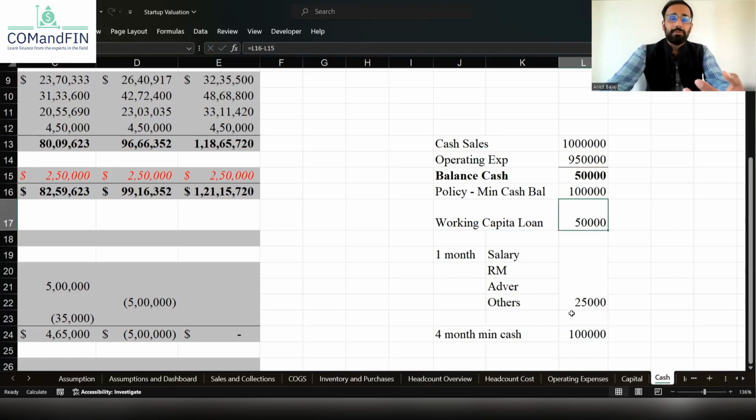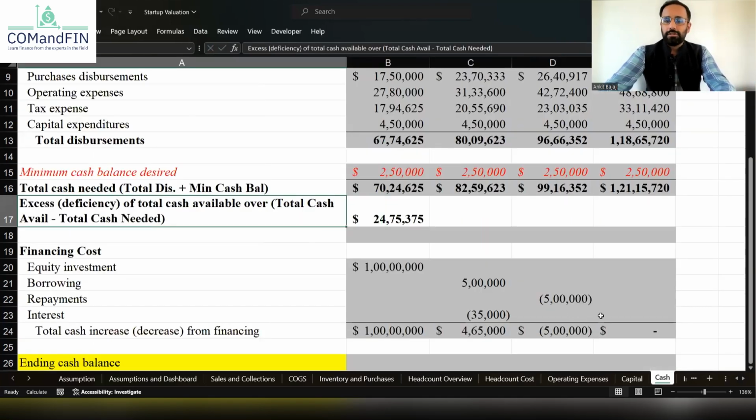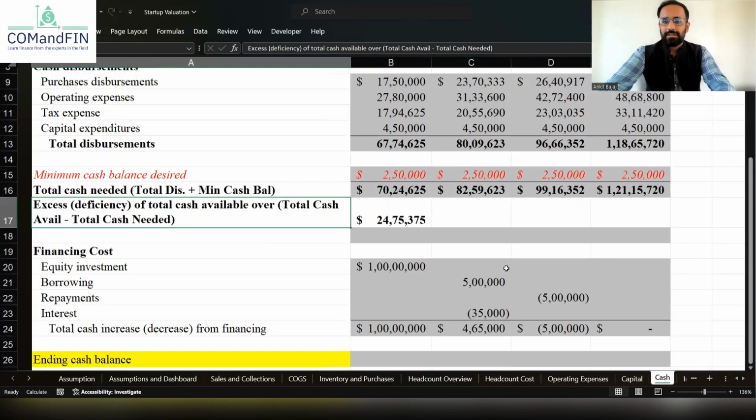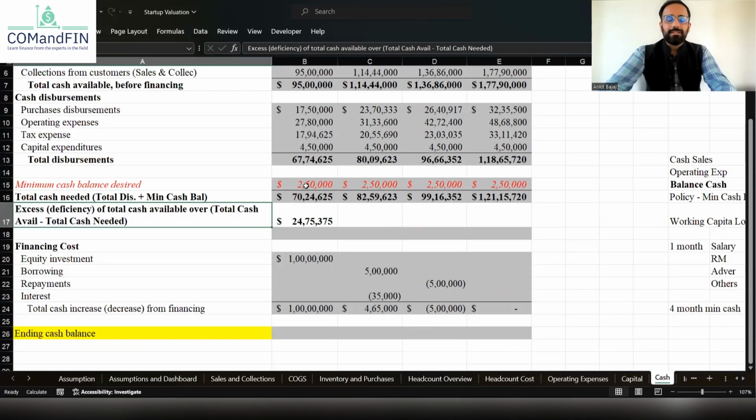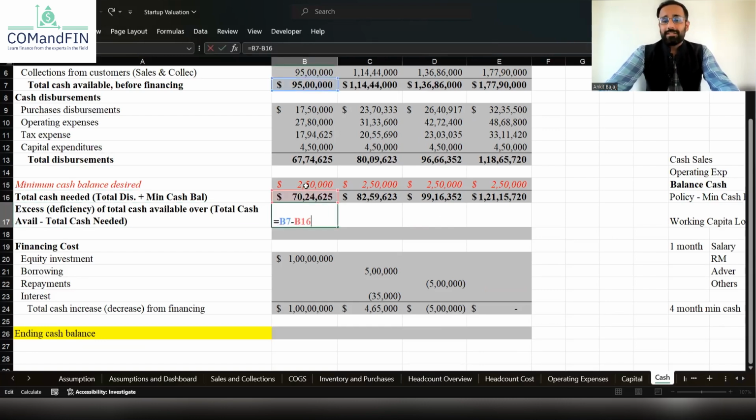So let's suppose there is a deficiency in the fund. What will the company do? The company will borrow funds from banks or financial institutions. But in this case, after adjustment of the minimum cash balance, we found that we have excess cash, right? Here, what we have done is we have added this minimum cash balance.